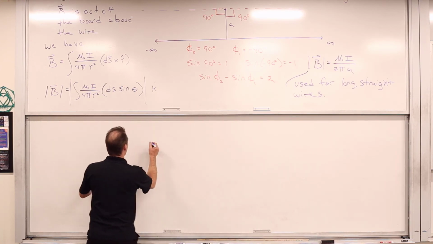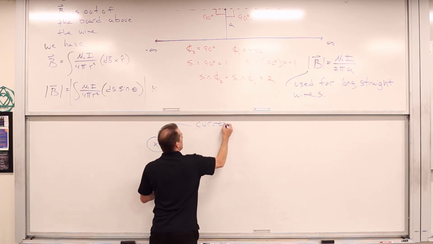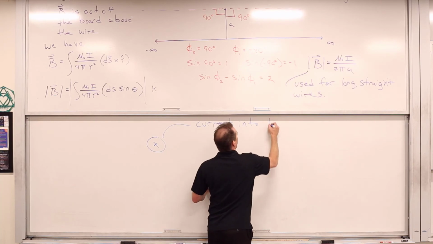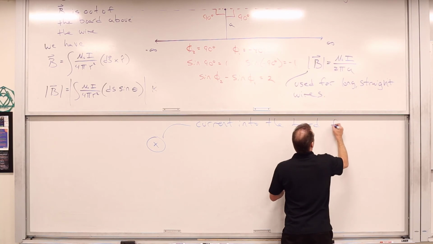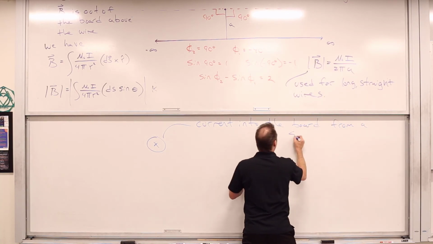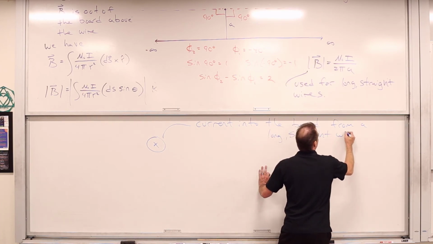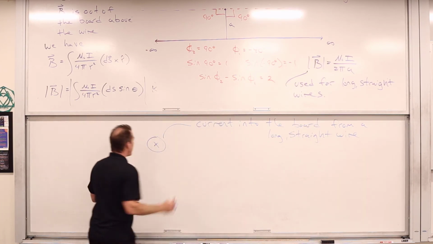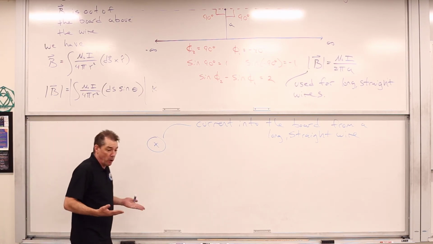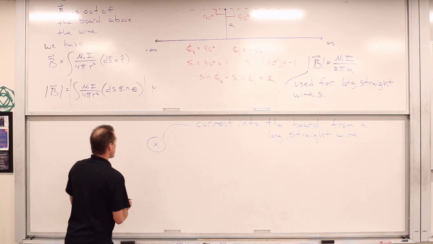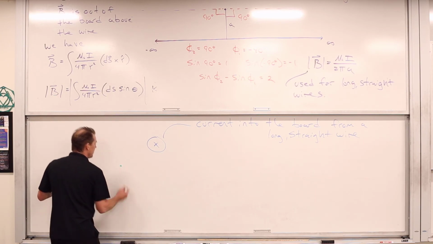So let's take ourselves a current that's directed into the board, from a long straight wire. I say, well, what's the direction of the magnetic field? And the first question is, where do you want to know what it is? It depends. So I can pick some region in space and say, you know what, I want to know the direction of the magnetic field right here.